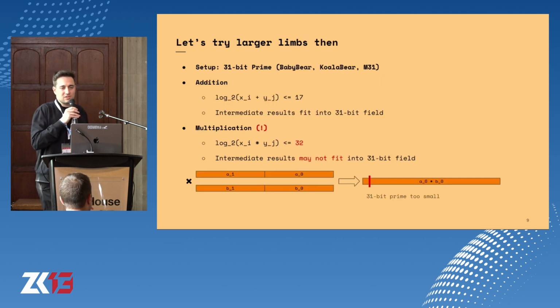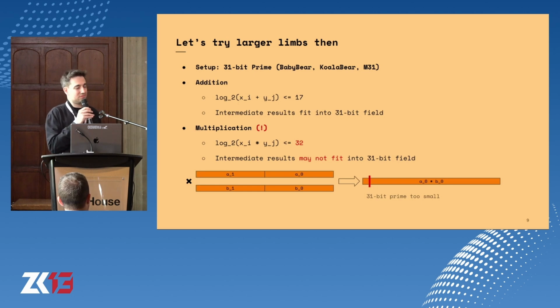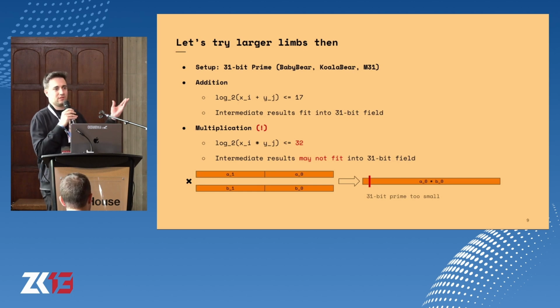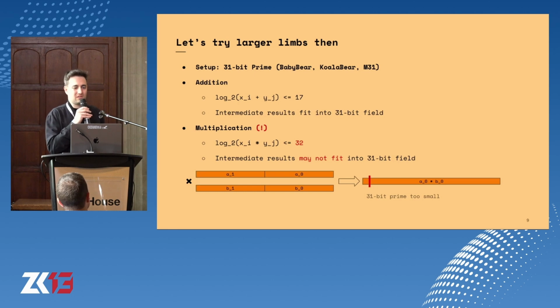So what's the solution here? Well, it seems kind of obvious. Let's just try larger limbs then. Let's consider some 31-bit prime. All three of them are reasonably fast. Let's use one of them. For the addition, we have no problem. We have at most 17-bit results, intermediate results. We can still store this very fine in a 31-bit prime field.